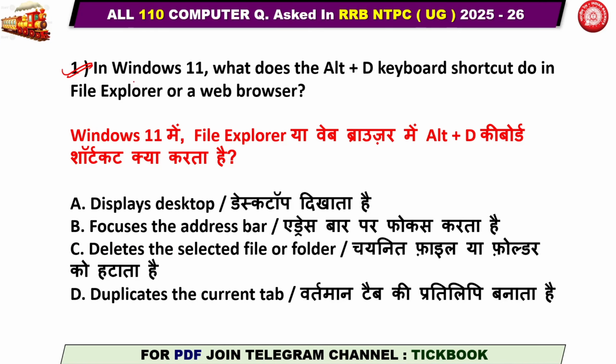So the question number 1, in Windows 11, what does the Alt plus D keyboard shortcut do in the file explorer or a web browser? Option number B, focuses the address bar.